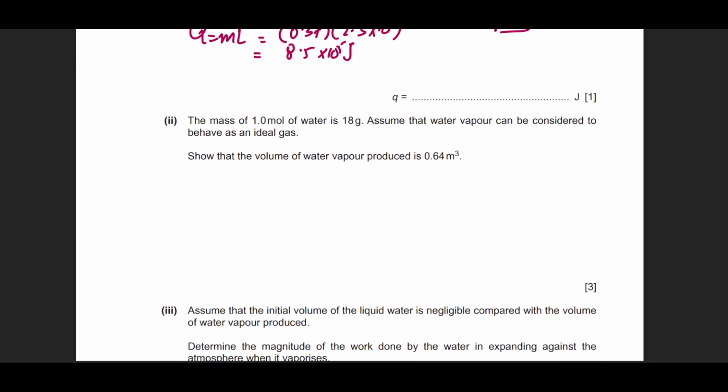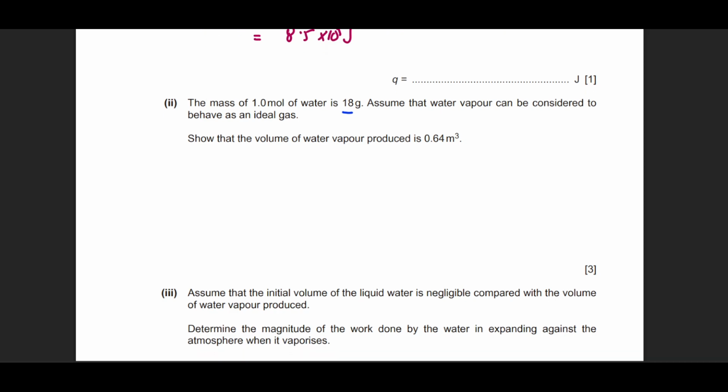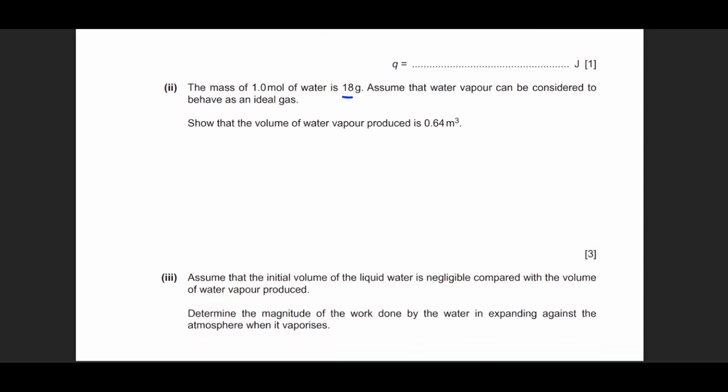He says the mass of 1 mole of water is 18 grams. Vapor can be considered to be an ideal gas. Okay, show that the final volume is this. No problem, we will use the ideal gas equation because he says it's an ideal gas. So this will be PV = nRT. The pressure is atmospheric pressure, 1 × 10^5. Volume is 0.64.